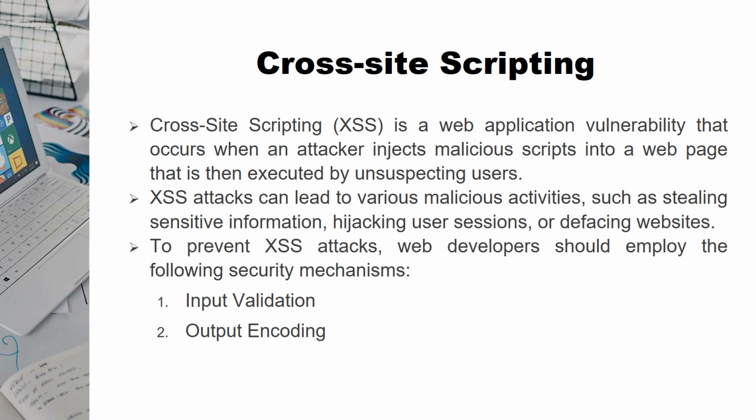For example, imagine a comment section on a blog. If the website doesn't check what users submit, an attacker could post a comment containing a script to steal cookies. Then when someone else reads the comment, that script runs in their browser and could steal their login sessions. So this is a web application vulnerability that occurs when an attacker injects a malicious script into a web page that is then executed by unsuspecting users. This can lead to stealing sensitive information, hijacking user sessions, or defacing websites.